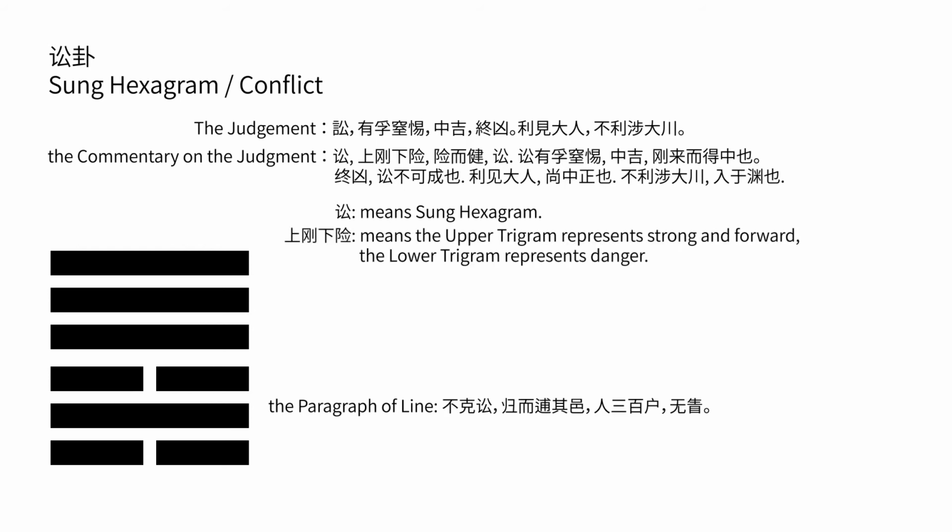上纲下显 means the upper trigram represents strong and forward. The lower trigram represents danger. The eight trigrams are combined in pairs to form 64 hexagrams. So each hexagram has two parts, the upper trigram and the lower trigram.